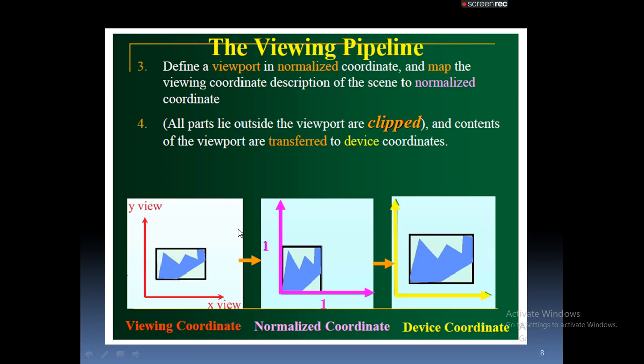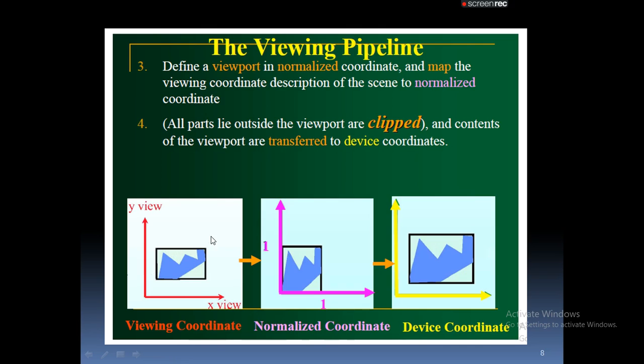As you can see in this diagram, you will get clarity. The fourth step is that all the parts that lie outside of the viewport are clipped out, and the content of the viewport is transferred to device coordinates. It means that with respect to step 2 we mapped world coordinates to viewing coordinates. In step 3 we want to map viewing coordinates to normalization coordinates.